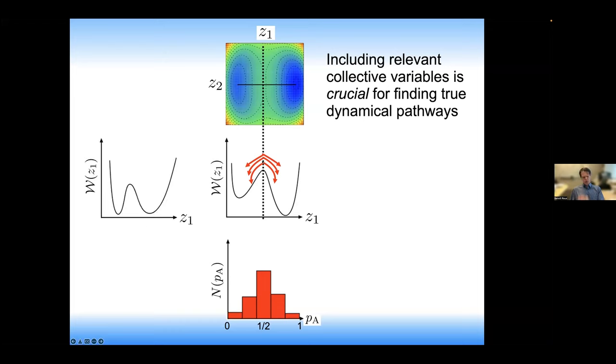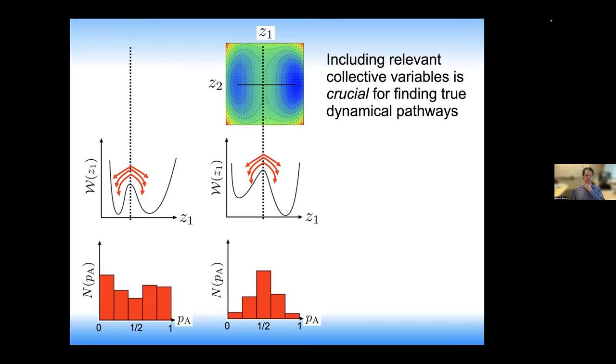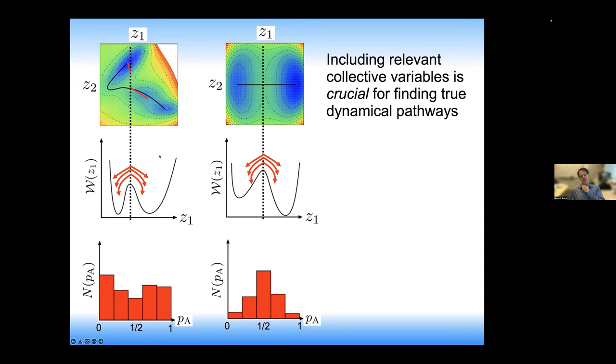But just because I have two wells and a barrier, that's not necessarily the case. If I have this system and I do the simulation again, and I observe that my committer distribution is a mess, like it's flat, that means there's another variable, Z2, that basically controls the fate of the reaction. And because I don't see it in this one-dimensional potential, I'm missing this key coordinate completely. And so I'm missing a key mechanistic aspect of the transition, and what I'm doing is almost a waste of time.